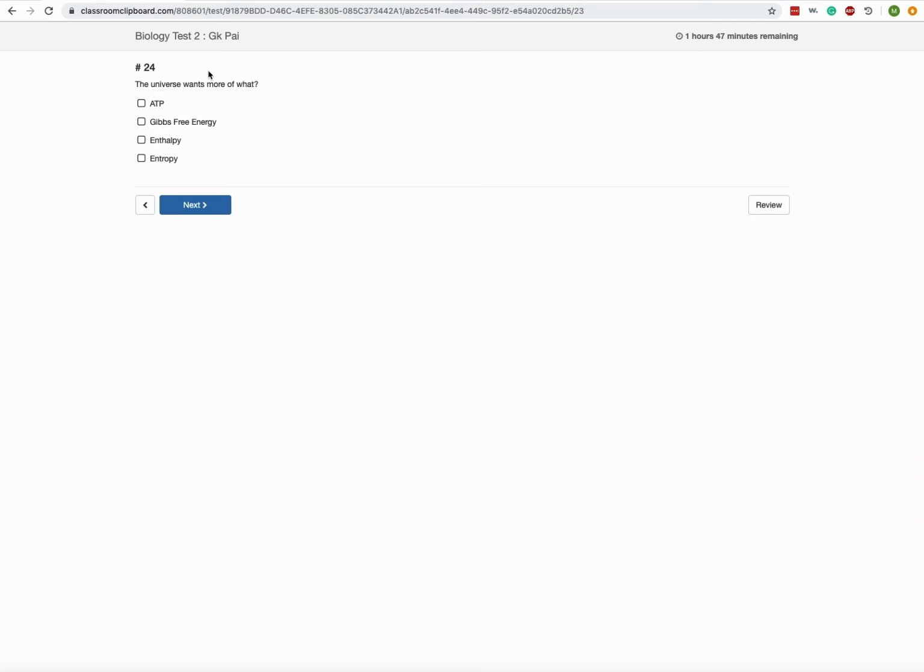The universe wants more of what? Entropy. Entropy measures disorder, and the universe always wants more.